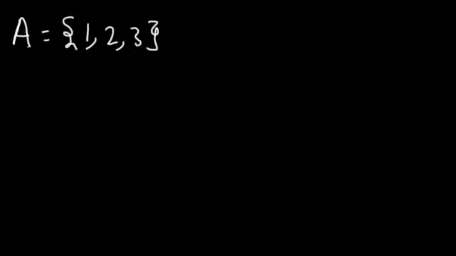Now, what is the cardinality of set A? This is symbolically denoted as n(A), and it is simply equal to the number of elements in that particular set. The number of elements in set A is 3. So, the cardinality of set A is simply 3.